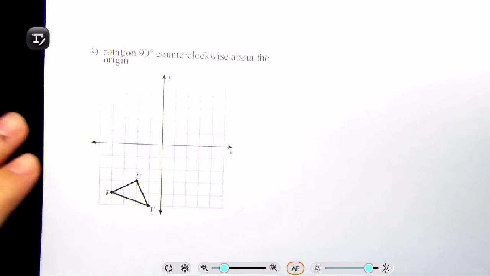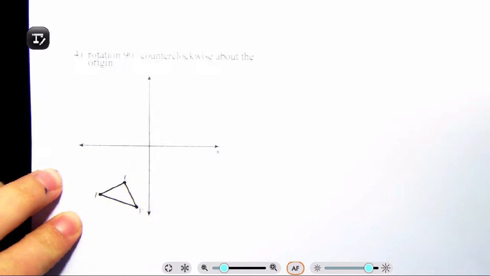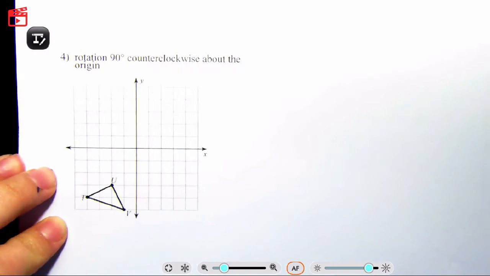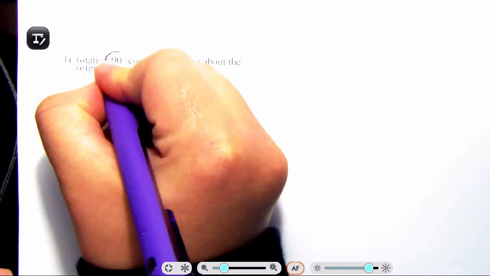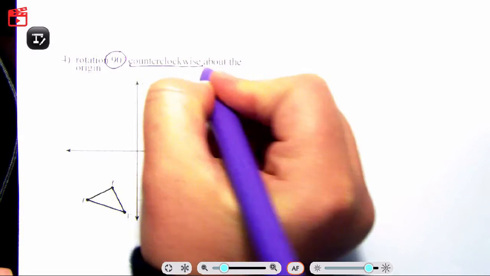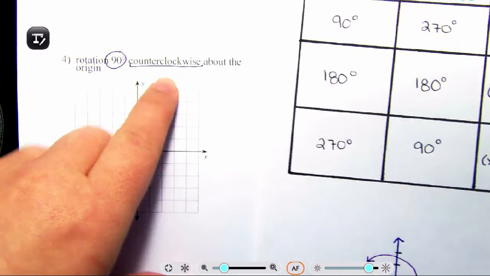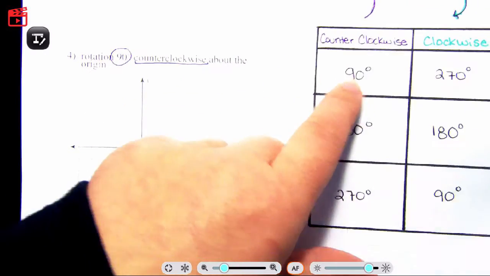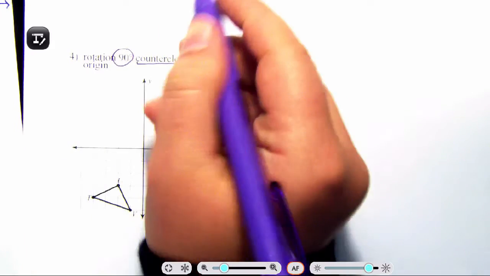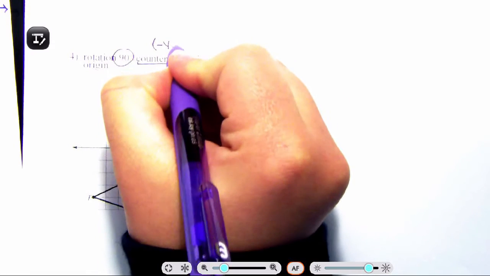I went ahead and skipped a little bit further. I wanted to find an example that doesn't have 180 degrees. So, rotation 90 degrees counterclockwise. Okay, so 90 degrees counterclockwise about the origin. So I'm going back to my cheat sheet here, and I'm looking for counterclockwise. Counterclockwise is right here, and I'm looking for 90 degrees. 90 degrees counterclockwise, that means this is my rule: -y, comma, x.